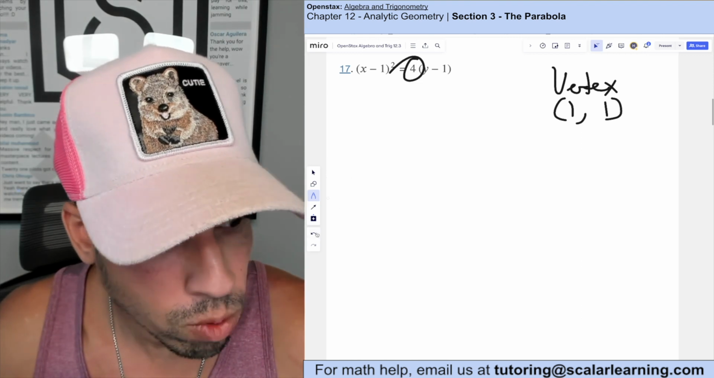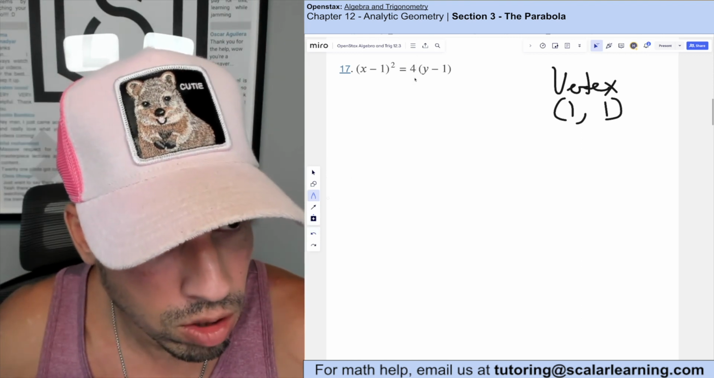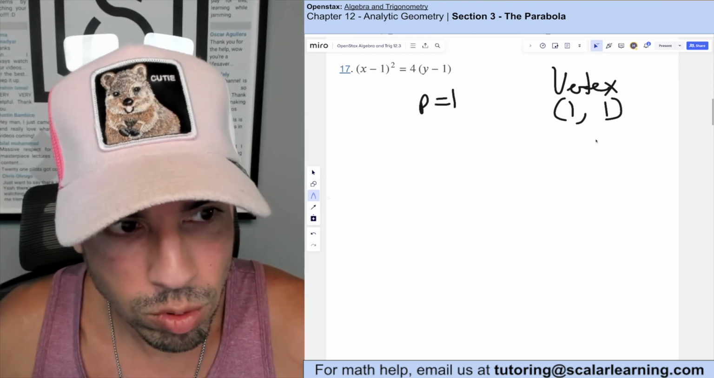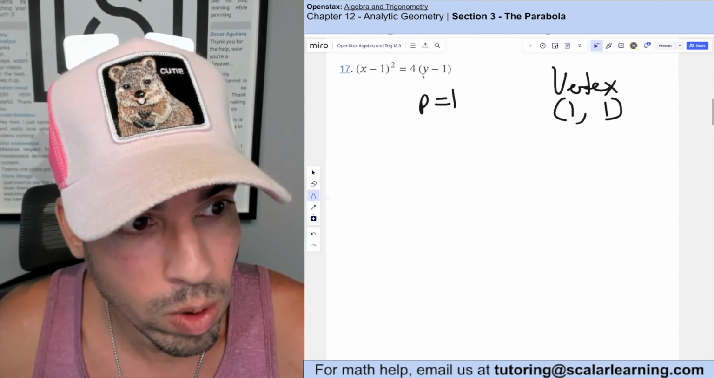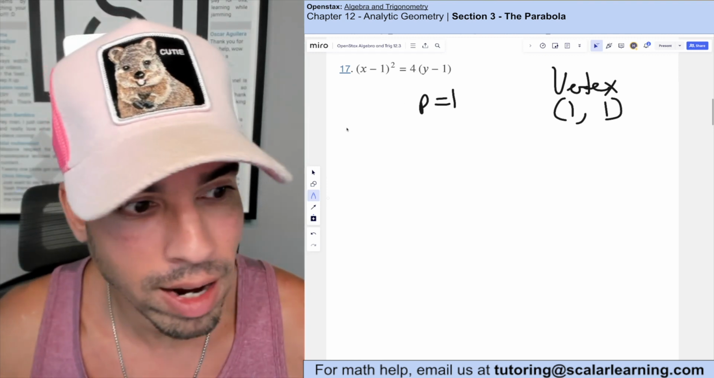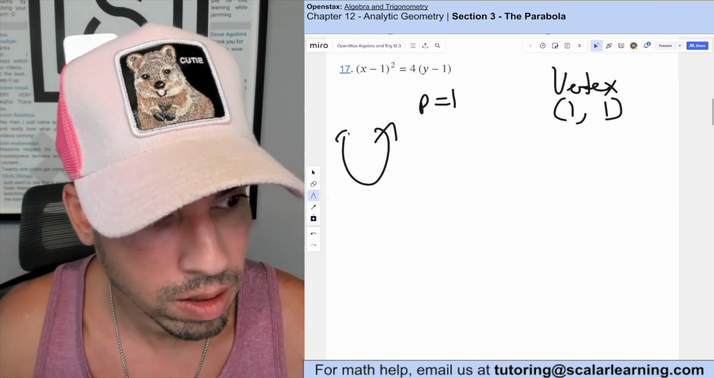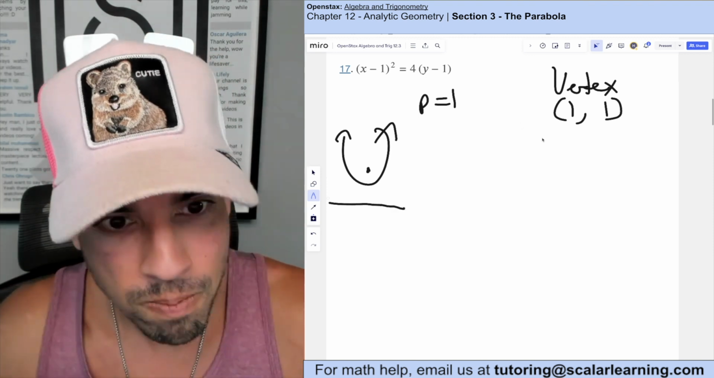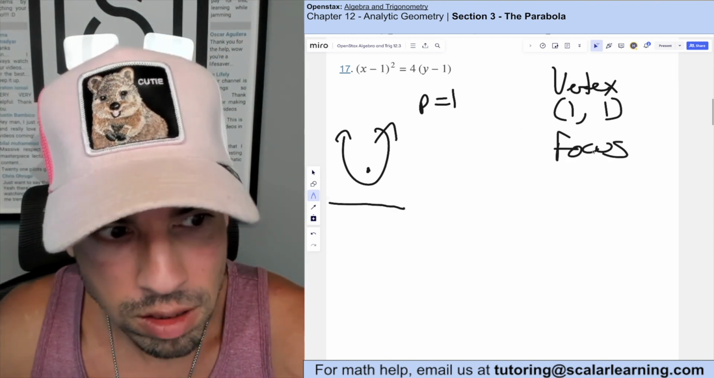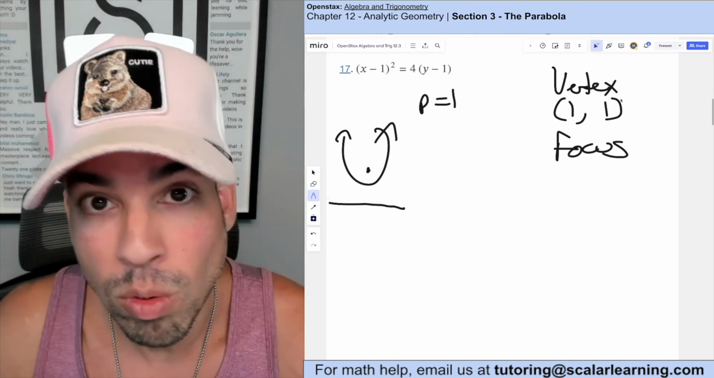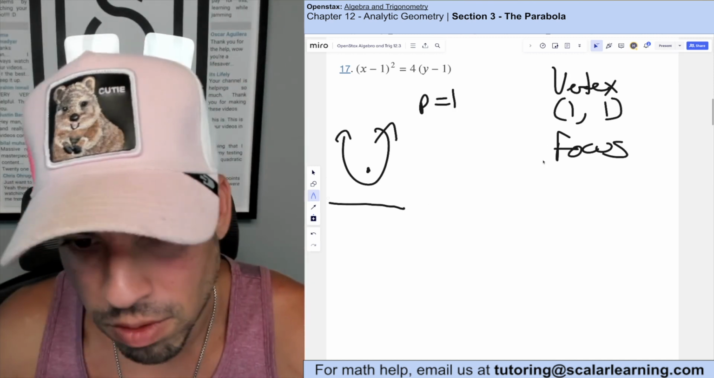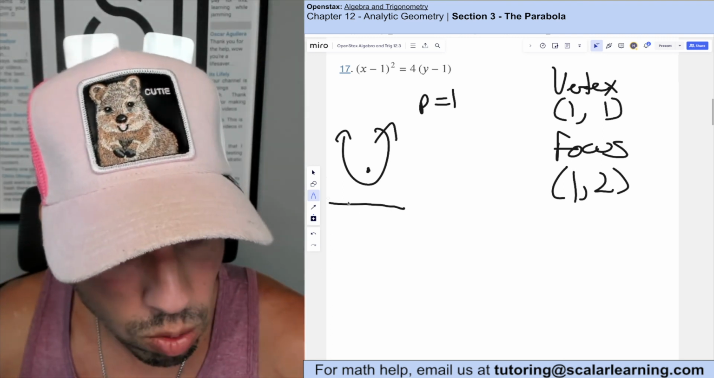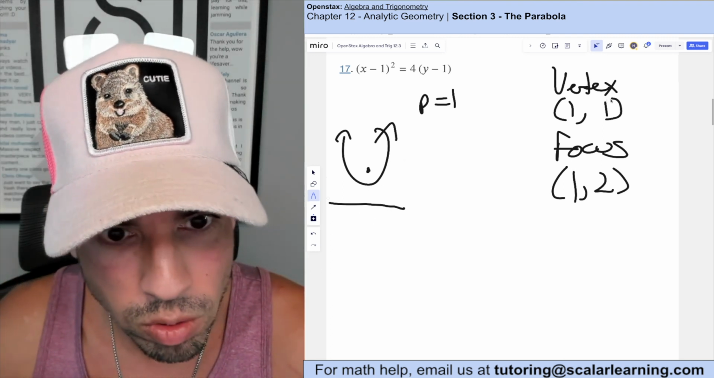And since we already have a 4 extracted, my p-value I know is an invisible 1 there, okay? So since my p-value is 1, and this is x squared, and it's a positive p-value, I know that this is going up, okay? So that means the focus is above, the directrix is below. So to get my focus, I'm going to add that p-value to the y value because, again, it's straight above the vertex. So the focus is 1 comma 2, and the directrix is a horizontal line 1 below that vertex.